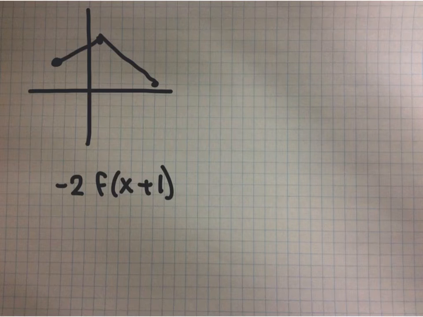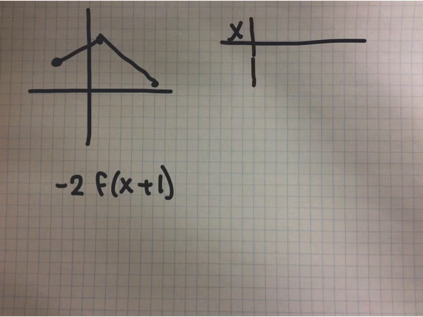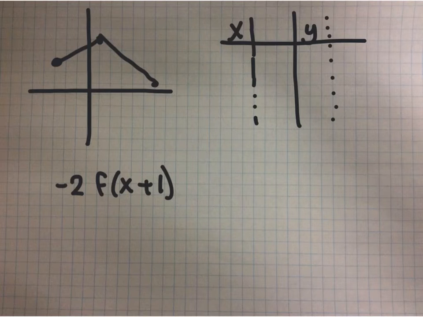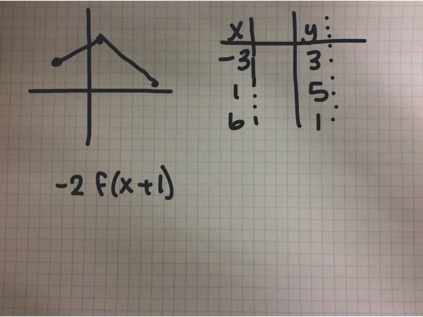Alright, so suppose we have our same shape in its same location and 2 more changes to make to it. Same as last time, let's get our starting table down. So we were at -3, 3, 1, 5, and 6, 1. Alright, this time we have an A.